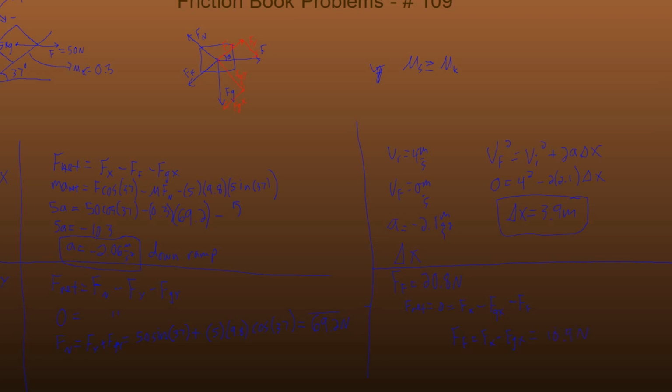newtons. And as you can see, this force of friction is less than this maximum static friction, and so we haven't put enough force in to overcome static friction. If we push hard enough so that this is larger than 20.8, then it's going to slide.